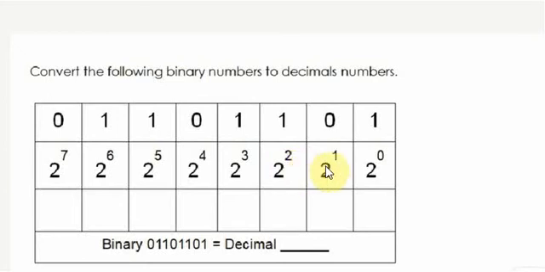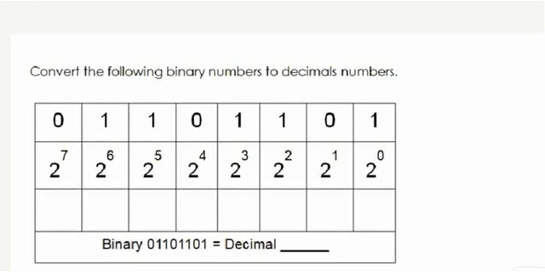So you need to find the value of each of the positions first, and then take a look at where we have ones, and for each of those we need to figure out the value in decimal. You're going to fill that in the bottom squares in the question.